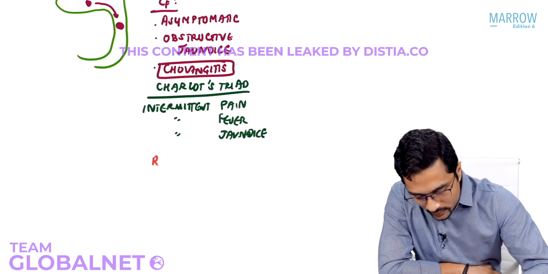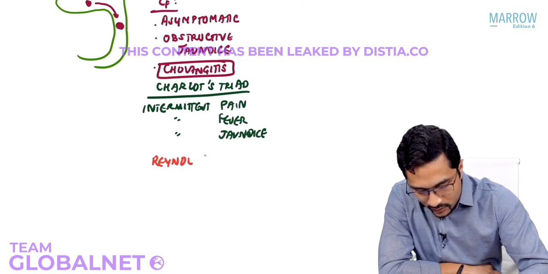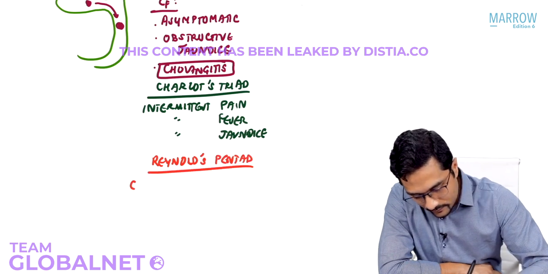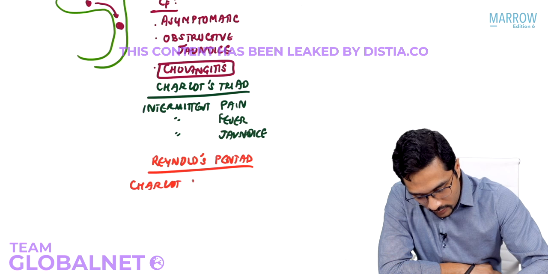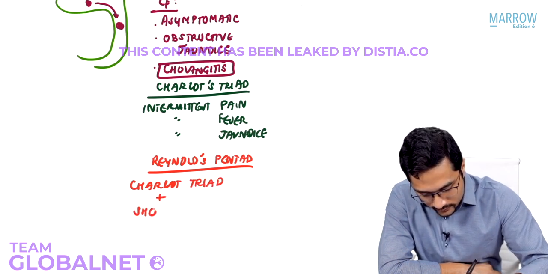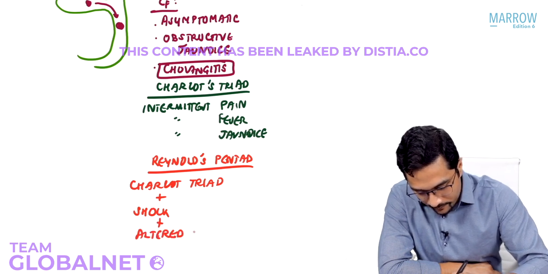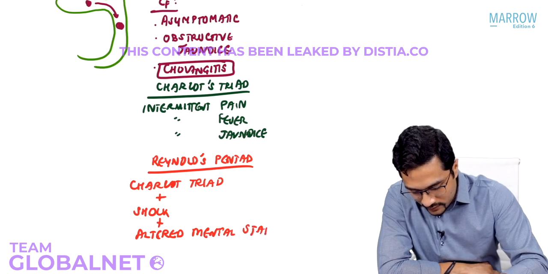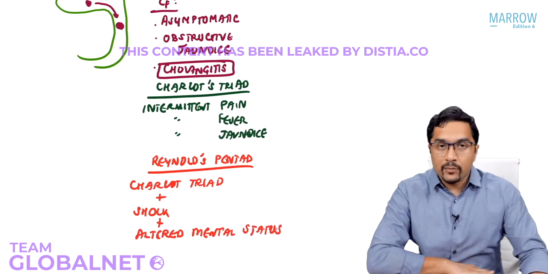Sometimes they've also asked what is Reynolds' pentad, which can be seen in cholangitis. Reynolds' pentad is Charcot's triad plus shock plus altered mental status. So these are the various presentations of how a patient with a CBD stone can present.